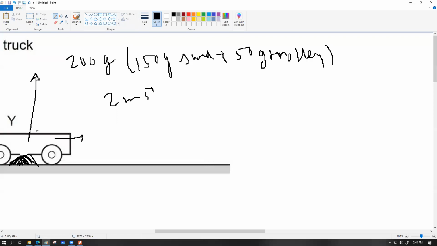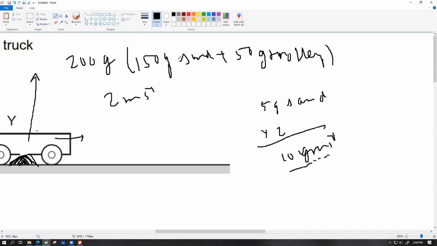Let's say the trolley opens and some mass falls down. Let's say 5 gram of sand falls down. If 5 gram of sand falls down, this sand will take out 5 gram into 2, that is 10 gram meter per second amount of momentum. So this will take out this much amount of momentum for its own self.